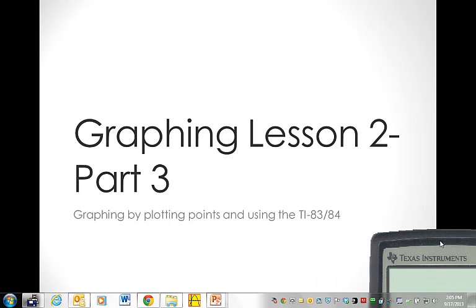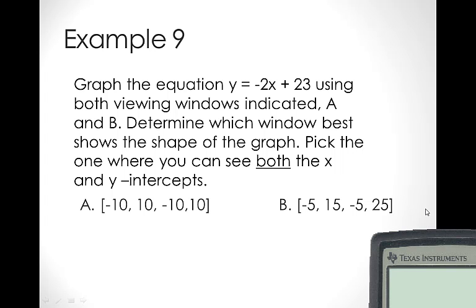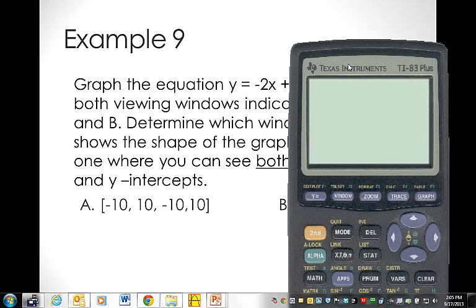Okay, in this lesson we're going to look at how to graph on the TI calculator and how to adjust the viewing window. So let's graph the equation negative 2x plus 23, and we'll use both viewing windows to see which one shows the best picture of the graph. So let's go ahead and do this first one.